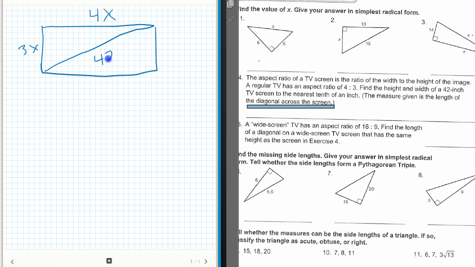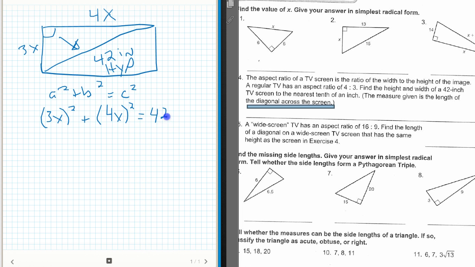Draw my diagonal, which will be my hypotenuse, measures 42 inches. There's my right angle. There's my arrow. Label it as hypotenuse. So a squared plus b squared equals c squared. In parentheses, 3x squared plus 4x squared is going to equal 42 squared. 3x in parentheses because we're doing 3x times 3x. 4x in parentheses because we're doing 4x times 4x.